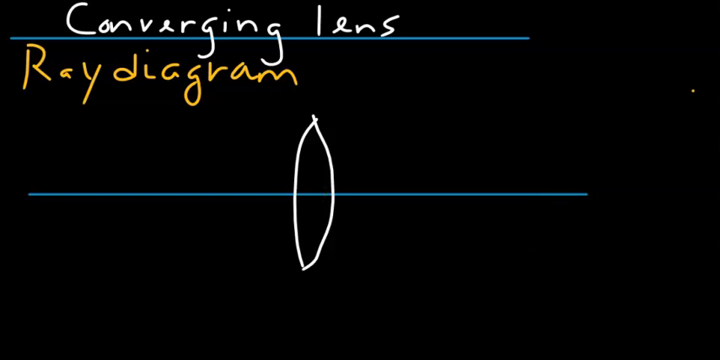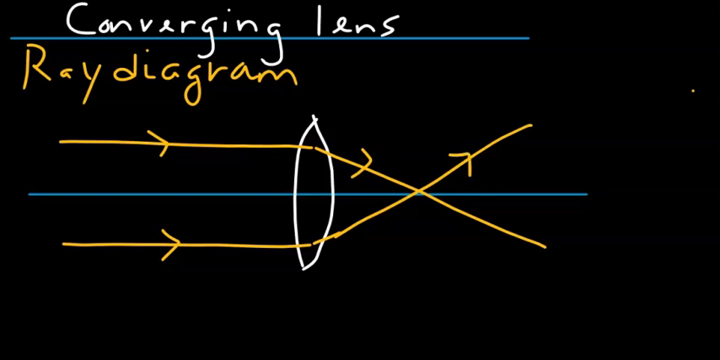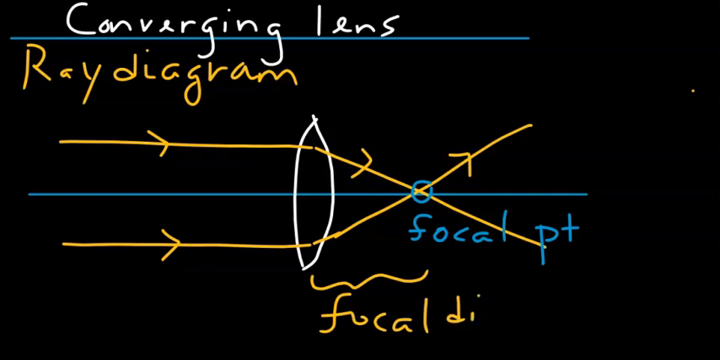Now let's assume you have a bunch of parallel light rays hitting the lens from the left, like that. Upon passing the lens, they will be converged at a particular point in a following manner, like that. Now this point is called the focal point of that lens, and this distance is called the focal distance, with an abbreviation f.